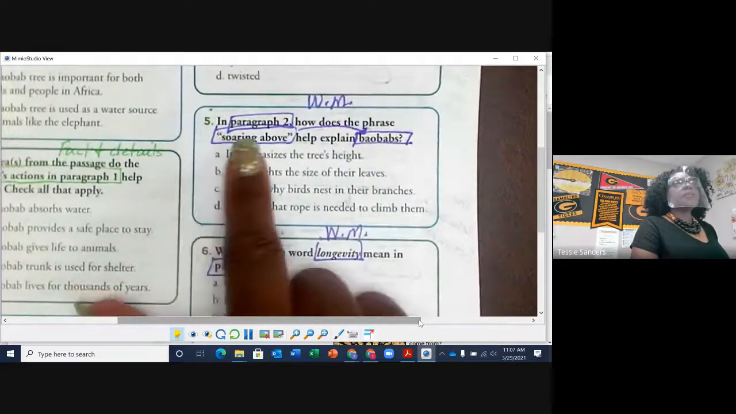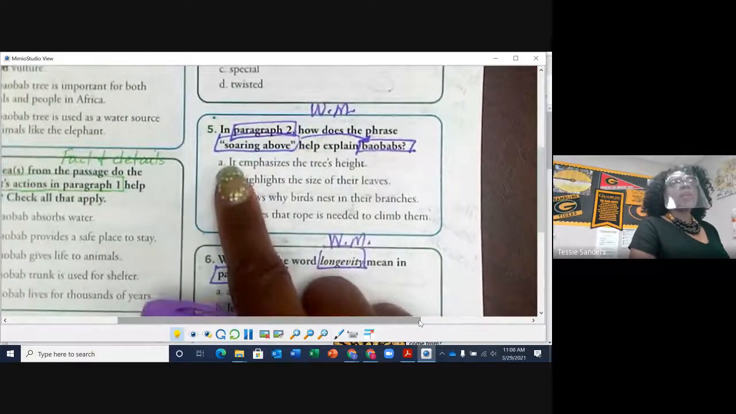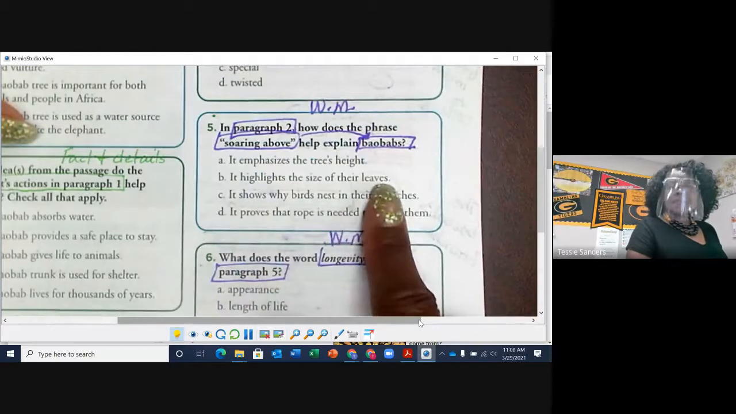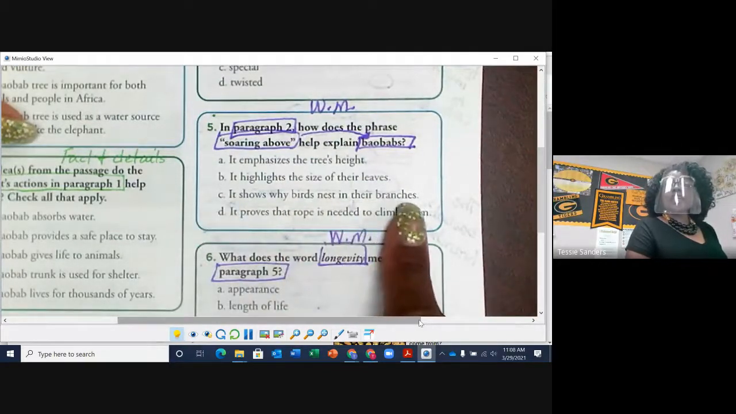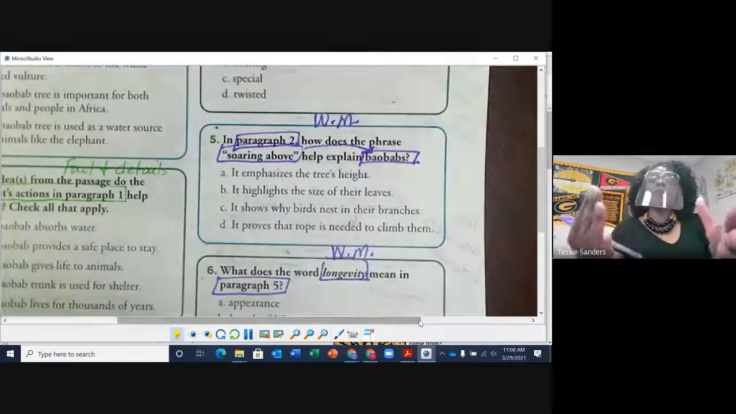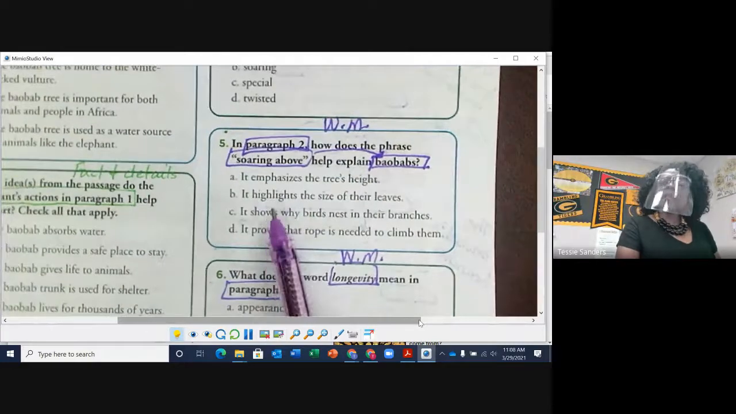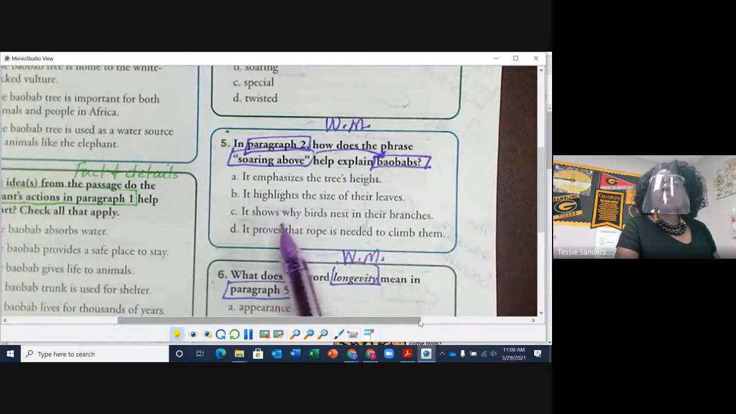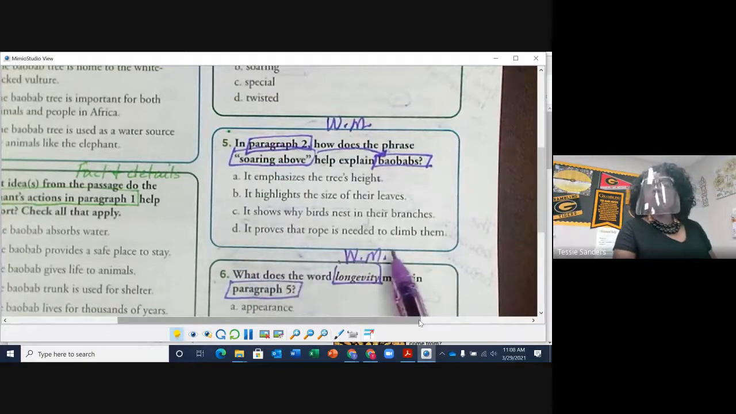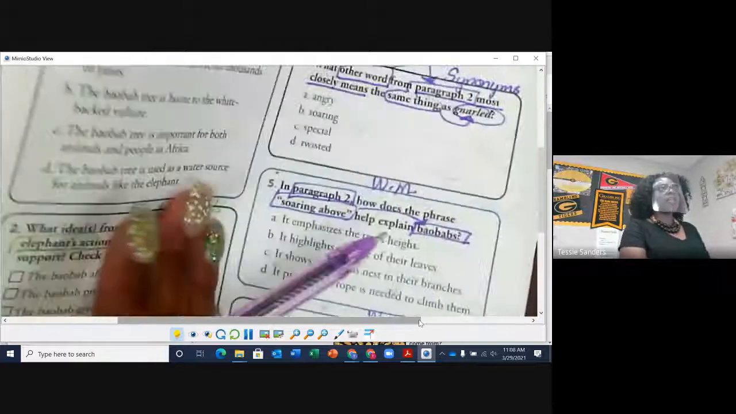Number 5, in paragraph 2, how does the phrase soaring above help explain baobabs? Could it be A, it emphasizes the tree's height? B, it highlights the size of their leaves? C, it shows why birds nest in their branches? D, it proves that rope is needed to climb them? Now, stop and think. This is a process of elimination. Did paragraph 2 mention anything about birds, nests, and branches? Did paragraph 2 mention anything about rope being needed to climb the tree? No. So you're between two answer choices. Process of elimination. Good job.